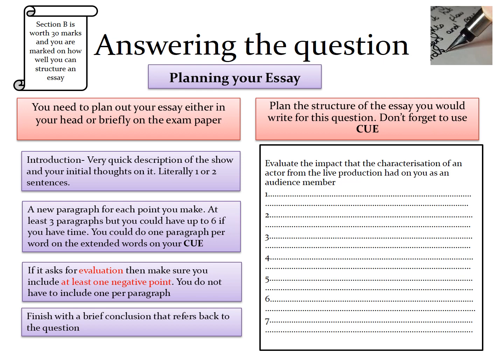So, as I said earlier, you might have a paragraph on lighting, a paragraph on sound, and so on, depending on what the question is asking. Clearly, if it's just asking about characterization, you're not going to be writing about that. You should aim for at least 3 paragraphs. If you have the time, you could do up to 6. Remember, like I said, you could do a paragraph on each of the extended words on your key questions. Not going to go on too much about the negative point because I've already said about that.